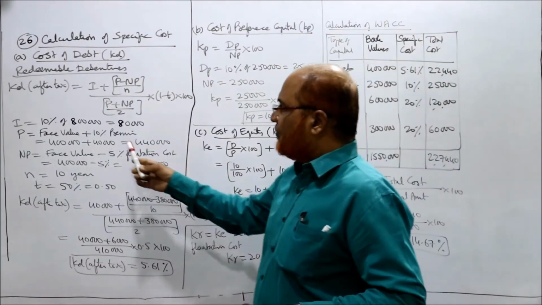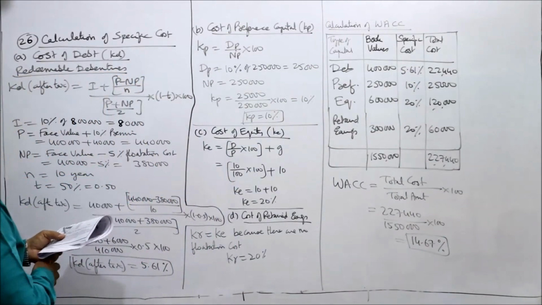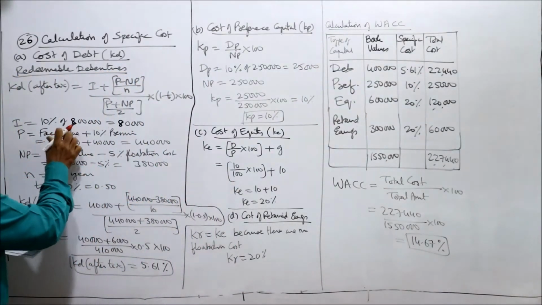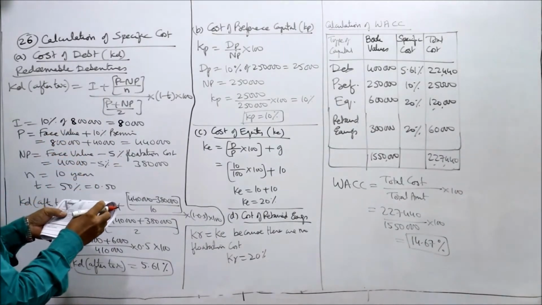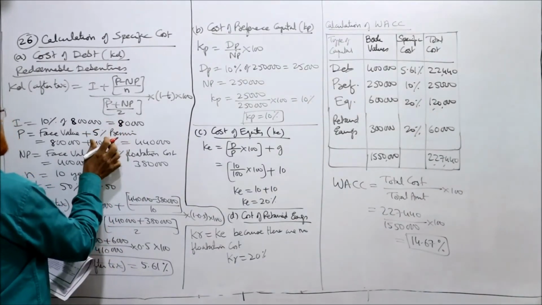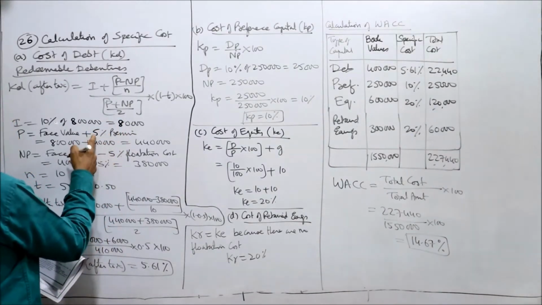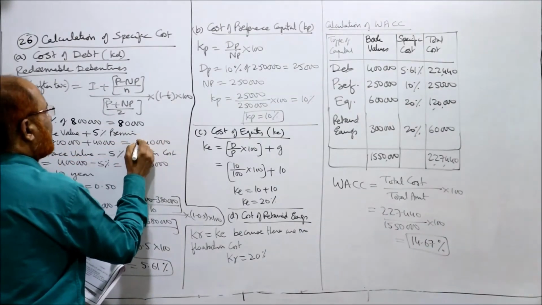So 10% of 8 lakh is 80,000. Now, the amount payable on redemption is face value 8 lakh plus premium of 5%, not 10%. In the previous problem it was 10%. Now, 5% of 8 lakh is 40,000. So it will become 8 lakh 40,000.